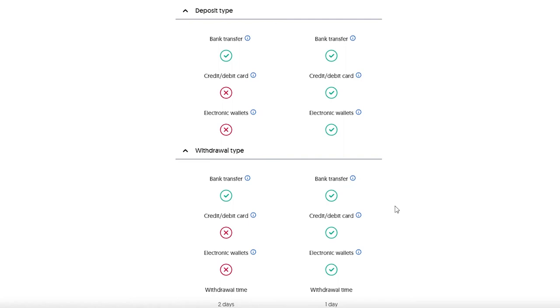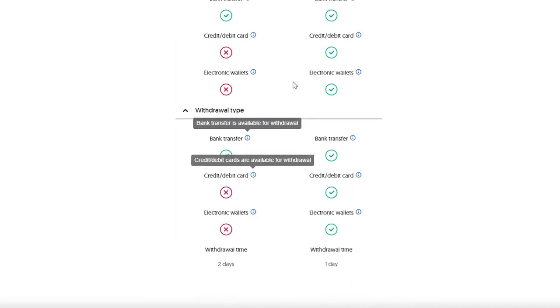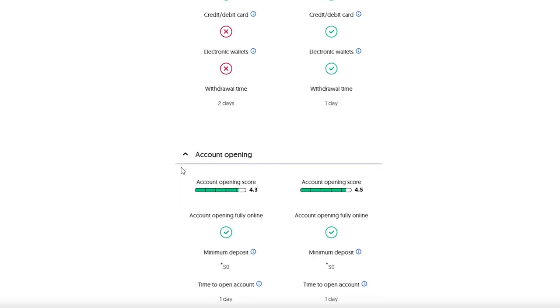Charles Schwab, on the other hand, definitely not as good. The only way that you can get money in and out is bank transfer. And for the withdrawal time, this is 2 days, which is not terrible, but I mean 2 days compared to 1 day. As well as not having a very good variety of options to transfer in and out, Trading 212 is definitely taking the point here.